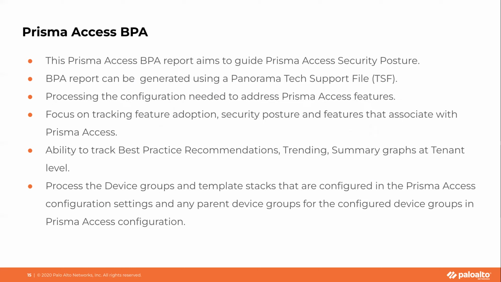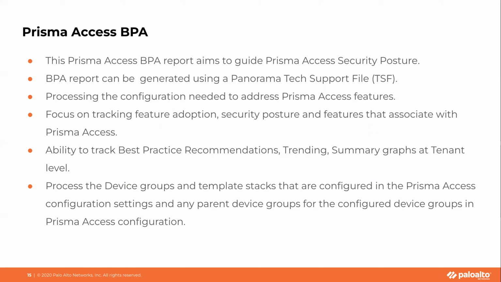How can you generate the Prisma Access BPA report? There are two ways to generate the Prisma Access BPA report. One is through the customer support portal. Another is using a BPA API token. Let's have a look at how we can generate the BPA report through the customer support portal.